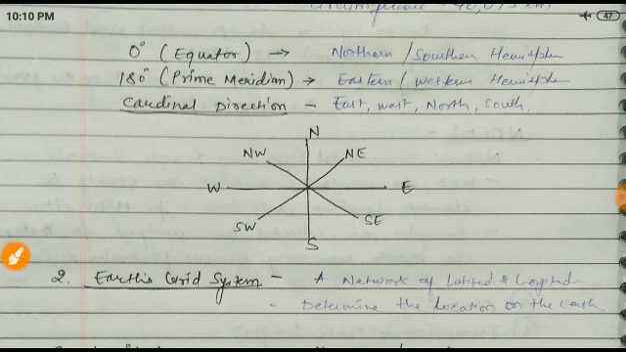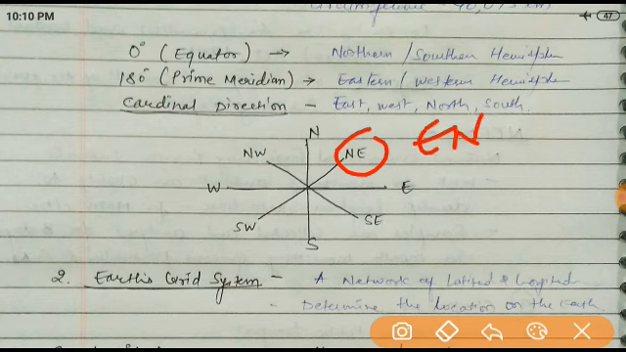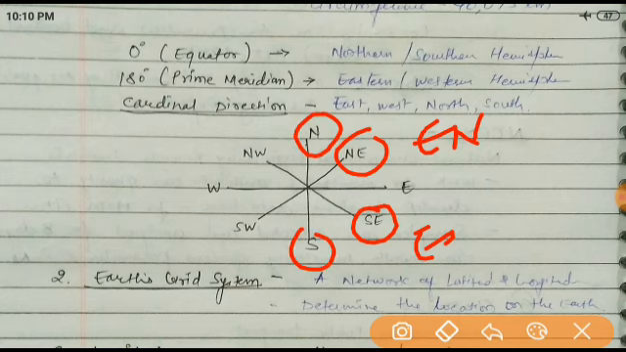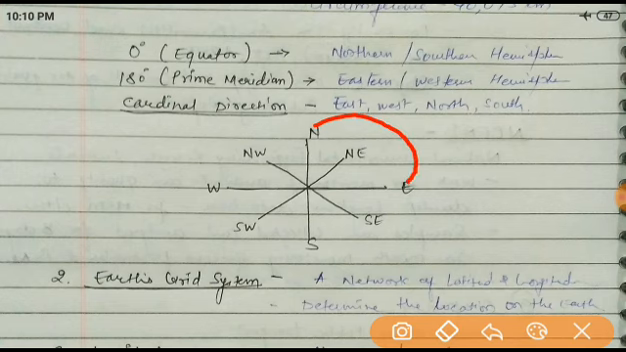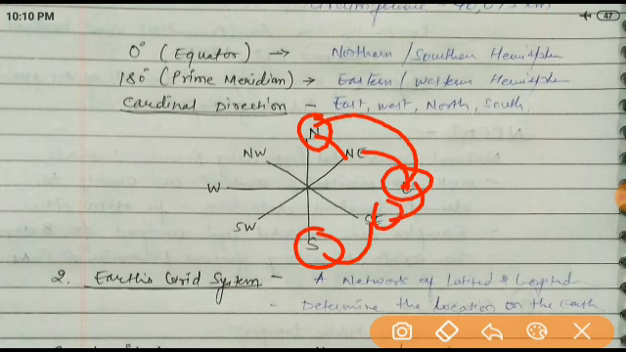One more thing, most of the students are confused about this. Why can we not write east north, or east south? Because north and south are the main directions. Always remember, south and north are the main directions. Between north and east, what do you write first? First you write north and then east. Between south and east, you write south first and then east.